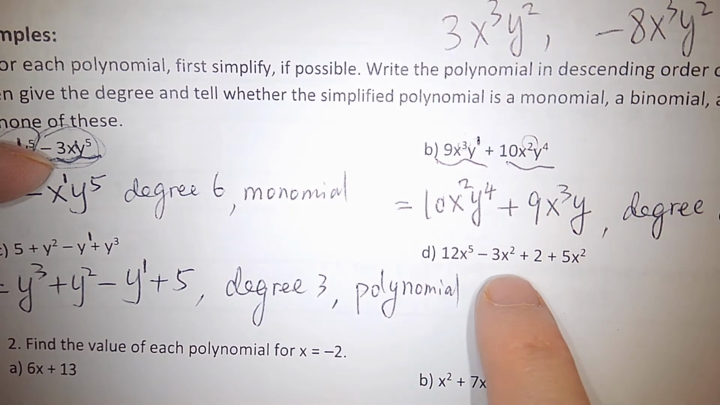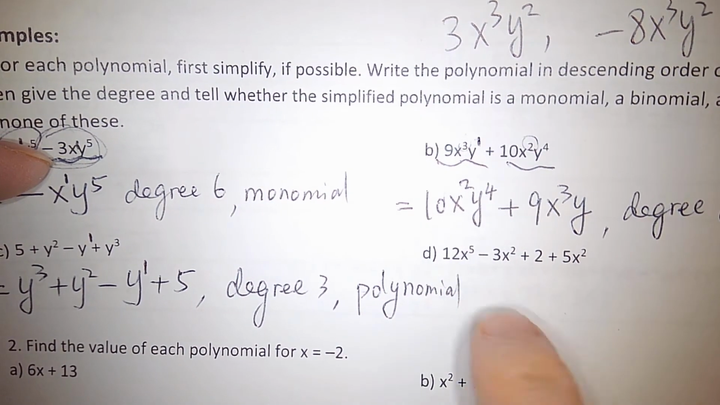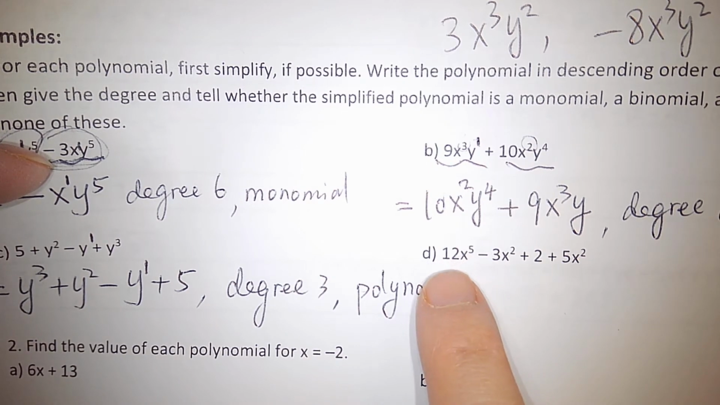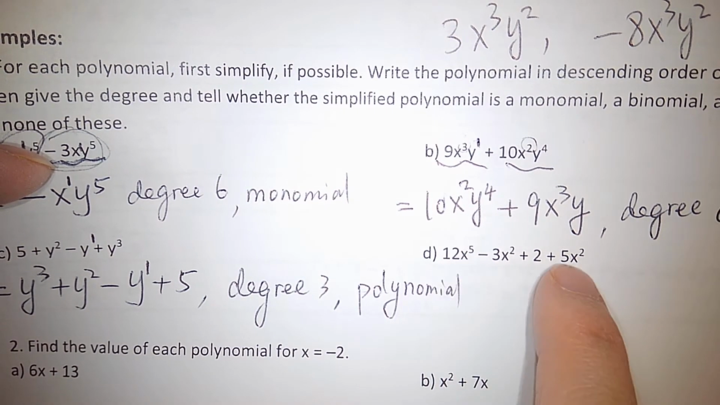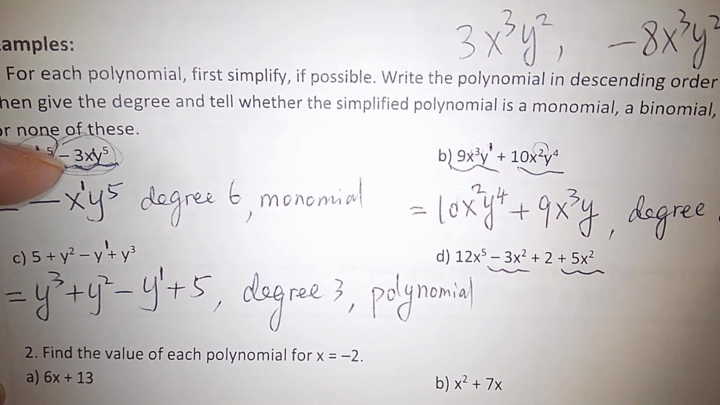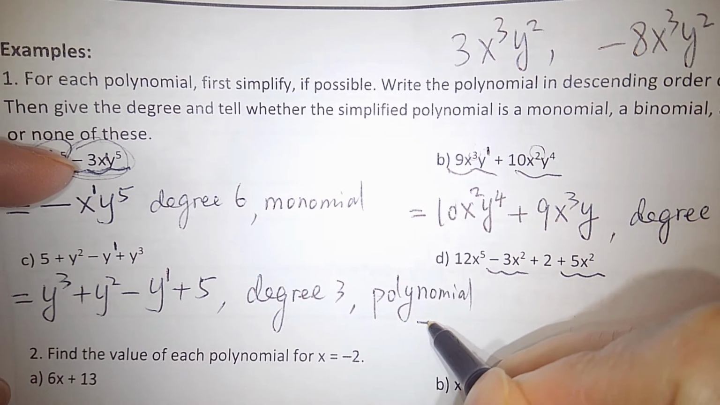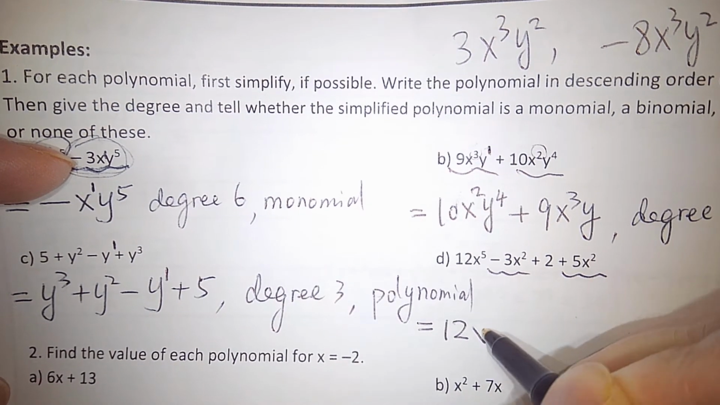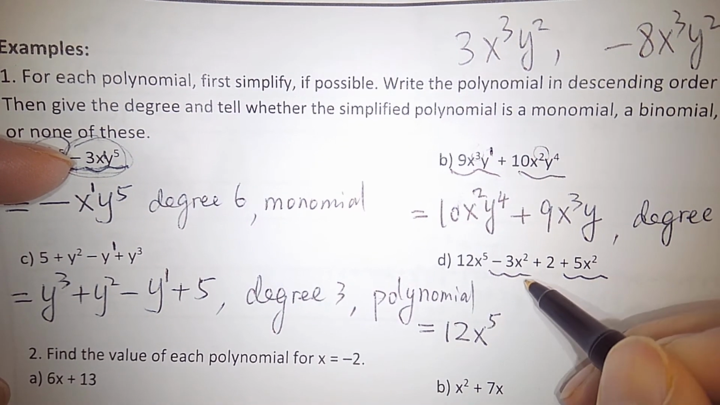Question B. Are we able to simplify this expression? Yes. Why? Because we have like terms, right? These two. So it can be written as 12 times x to the 5th.